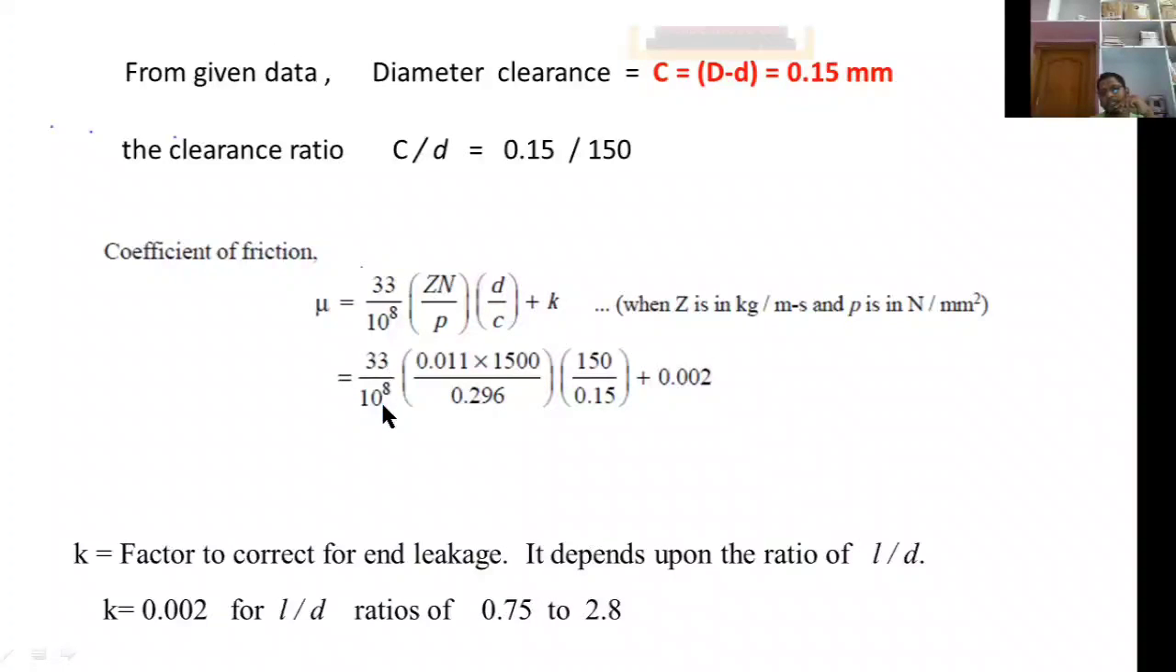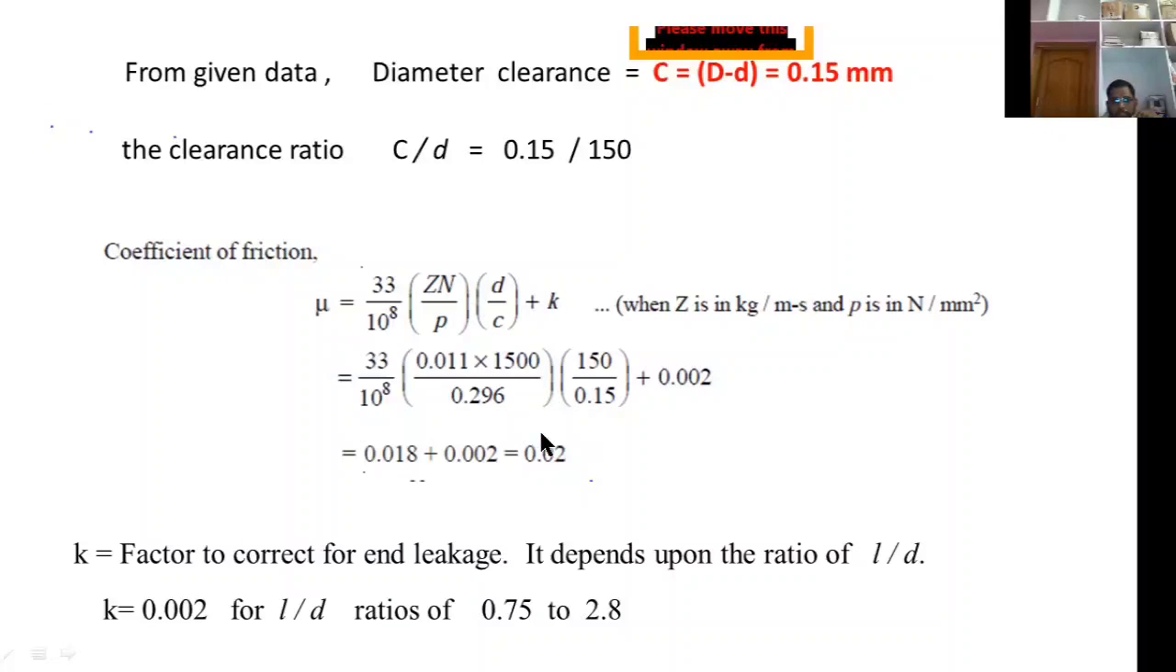33 by 10 power 8 into Z value is also given, that is 0.011, and speed of the shaft also given 1500 rpm divided by 0.296, this one also is given. The value of D by C equal to 150 by 0.15. Here D equal to 150 mm and C equal to 0.15, and K equal to 0.002. Finally we got the answer, mu equal to 0.02. This is the answer for coefficient of friction. There is no units for coefficient of friction.